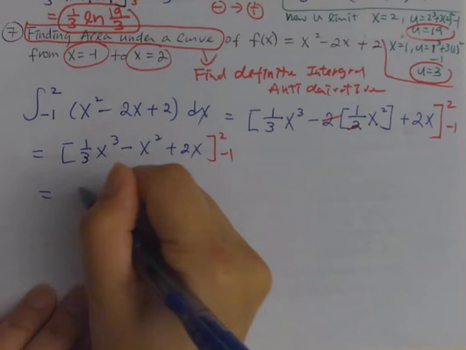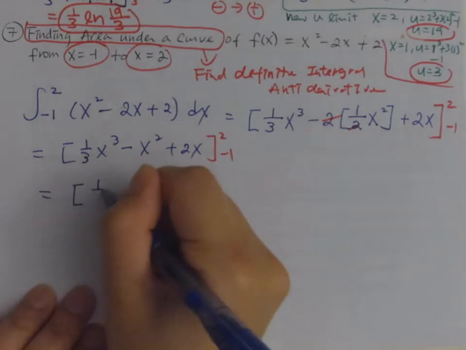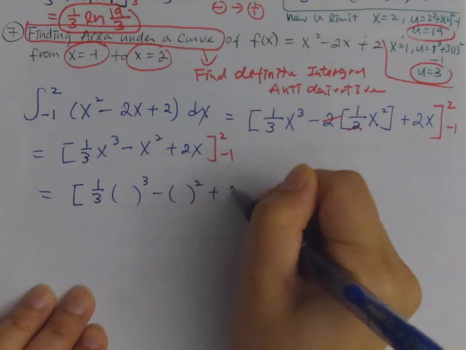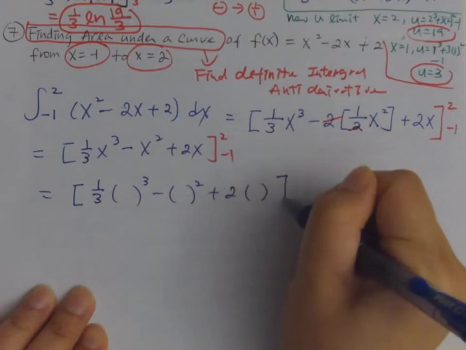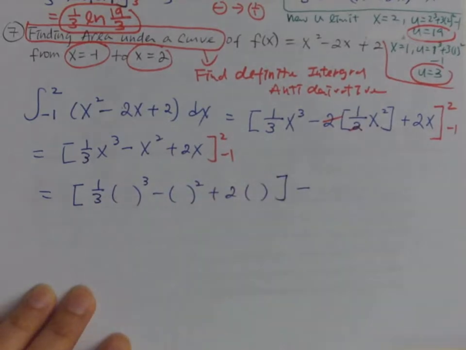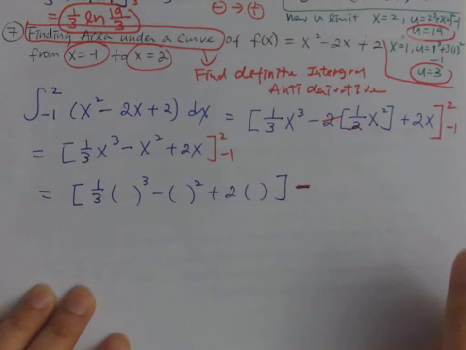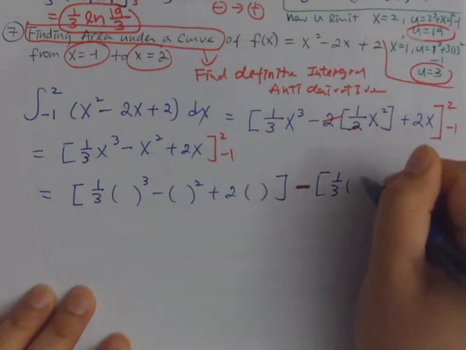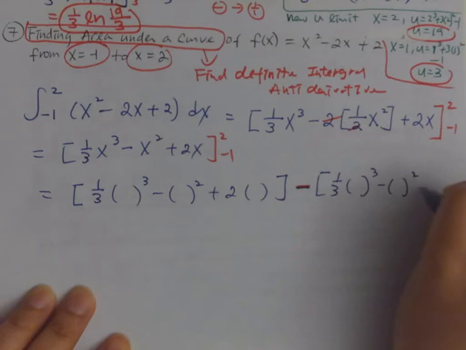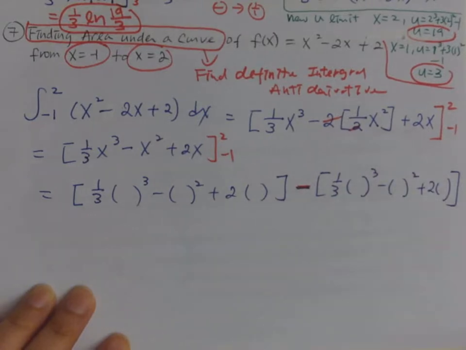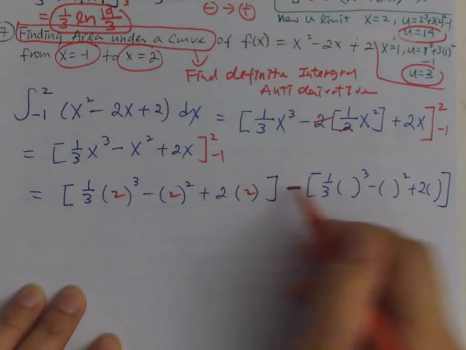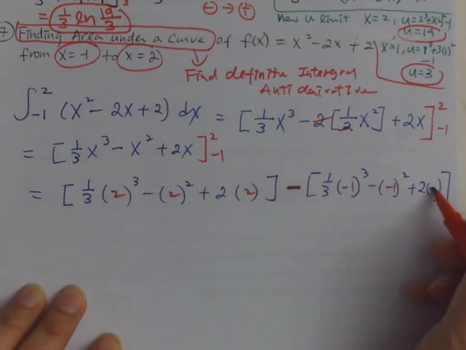Alright, so plug in the upper limit, subtracting the lower limit, right? Something cubed over 3, minus something squared, plus 2 times something, minus the second part, which is 1/3, and so on, plugging in the lower limit. Okay. So the first set we plug in the upper limit and then the lower limit.